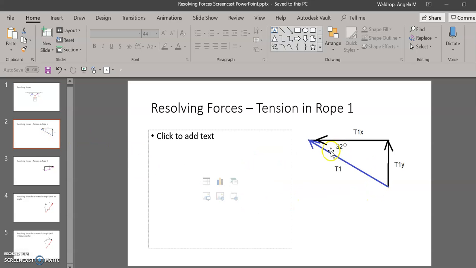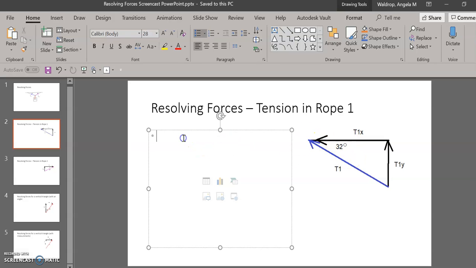I go to this next slide. I went ahead and copied it over for you. You'll see that right now I have T1 drawn here as the hypotenuse, and I've got T1x and T1y. I need to figure out what these are. I'm given this angle between T1 and T1x, which is 32 degrees. So I need to use some trigonometric functions here, and this 32 is going to determine which ones I need to use.